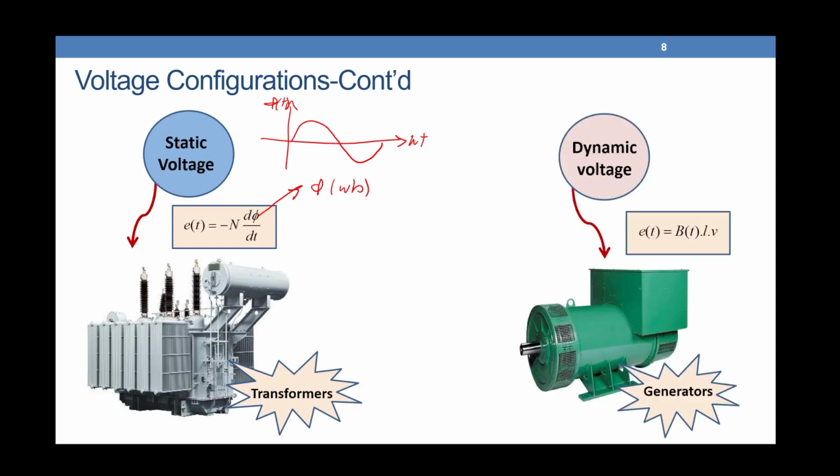Also, we have dynamic voltage. If we have a conductor with a certain length L, and there is a linear speed V in meters per second, and B is the flux density in Weber per meter squared, we have induced voltage e of t equals BLV, and that is a dynamic voltage. A good application for that is the generator, something like a DC generator or synchronous generator. So this will be the starting equation to find the induced voltage in such machines or generators.